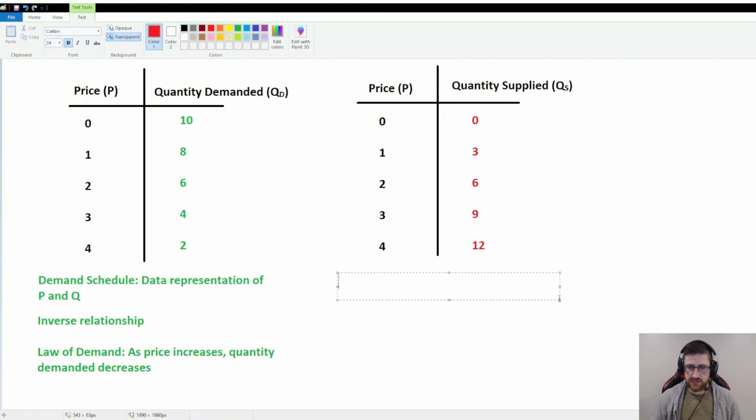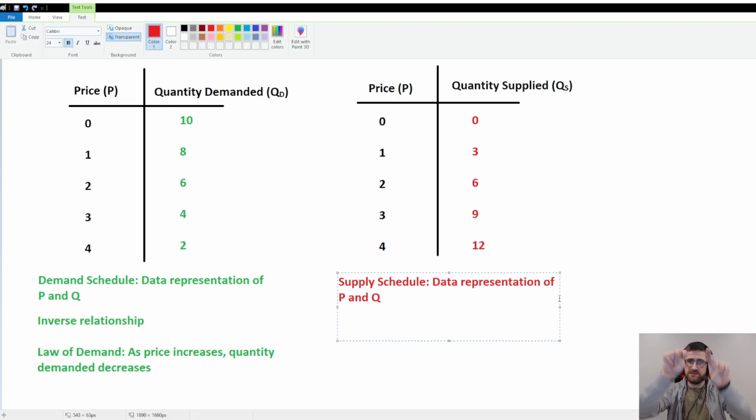Now, what's this one called? Well, you can probably guess this is a supply schedule, right? And again, it's another data representation of P and Q. Now, this one doesn't go in opposite directions. This one goes together. When the price goes up, the quantity supplied goes up. When the price goes down, quantity supplied goes down. This is also a relationship style. This is what we call a direct relationship.